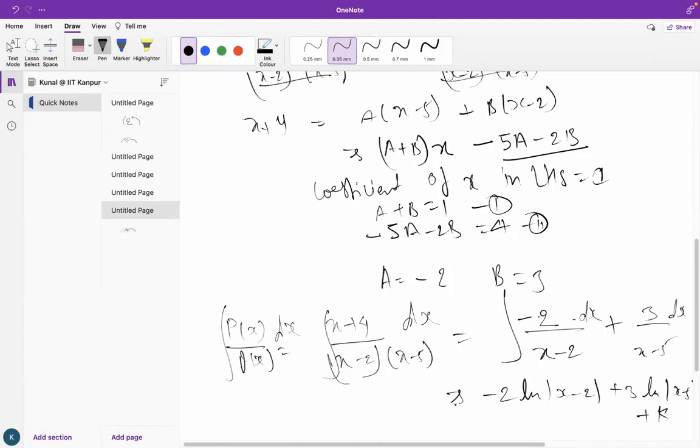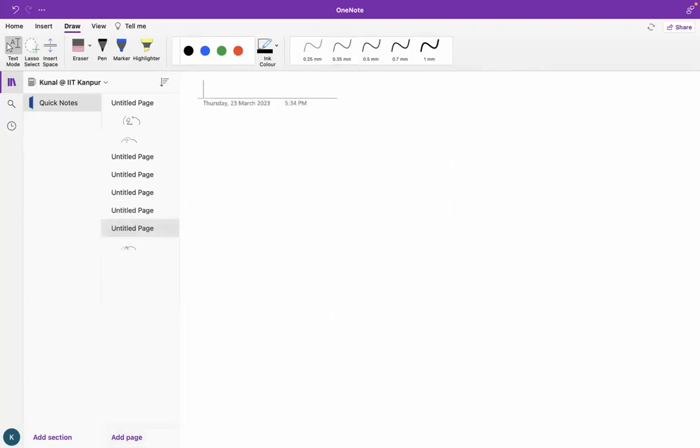We will practice one or two more questions, so it will become automatically understandable to you. So let's move on to the next question. But remember that whenever we apply partial fractions, the fraction should be proper. That means the degree of the denominator is more than the degree of the numerator.